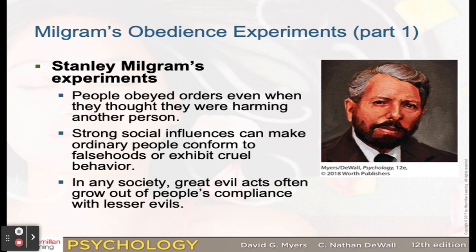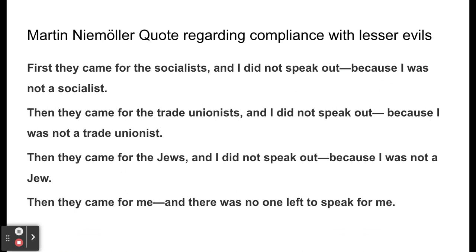Strong social influences can make ordinary people conform to falsehoods or exhibit cruel behavior. And there's so many examples of this, and I'm not going to get into the myriad of examples. In any society, great evil acts often grow out of people's compliance with lesser evils. Indeed. So, first they came for the socialists, and I did not speak out, because I was not a socialist. Then they came for the trade unionists, and I didn't speak out, because I was not a trade unionist. Then they came for the Jews, and I did not speak out, because I was not a Jew. Then they came for me, and there was no one left to speak for me.